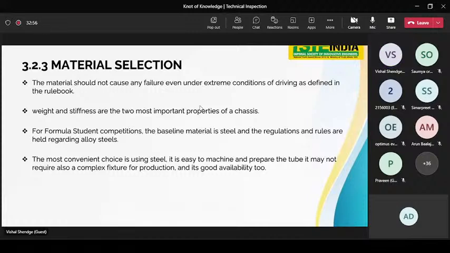The weight and stiffness are the two most important properties of the chassis. The stiffness of the material by which it is built is known as Young's modulus, and the controlling mechanism for the stiffness in a material is the intermolecular forces. These can be changed by mechanical or chemical processes.